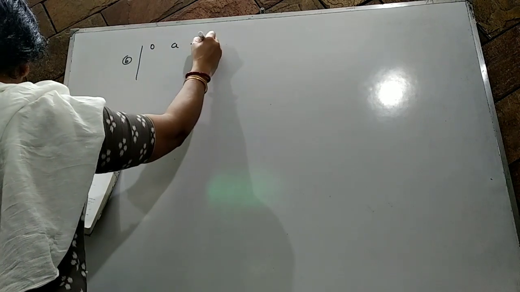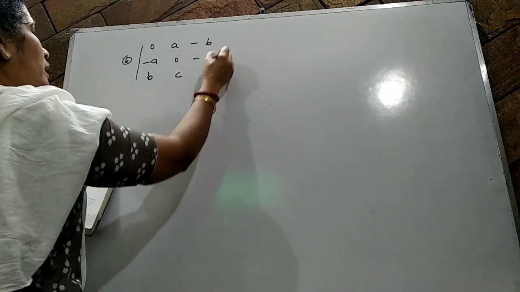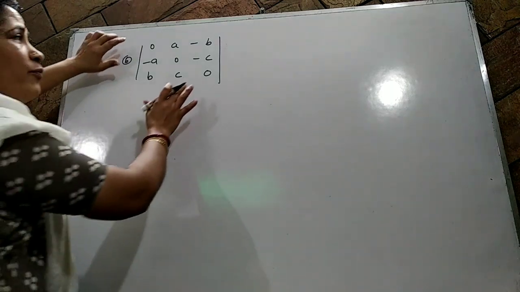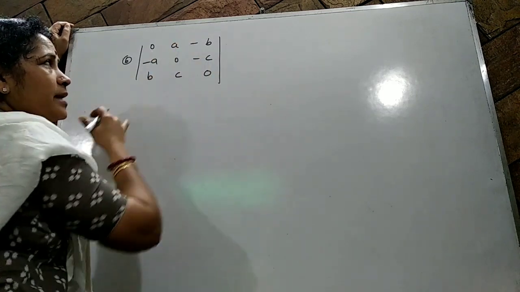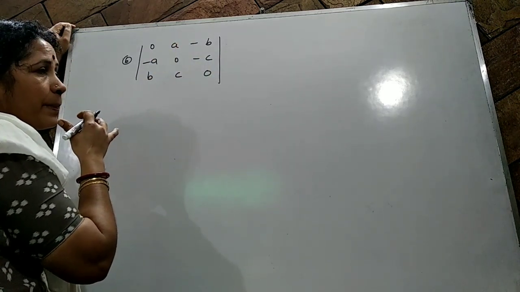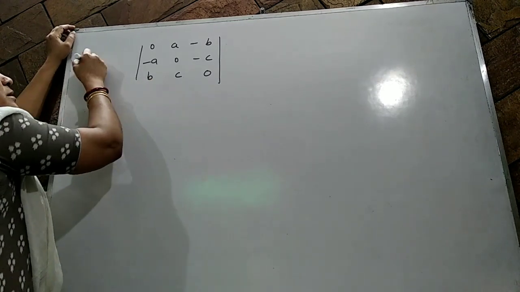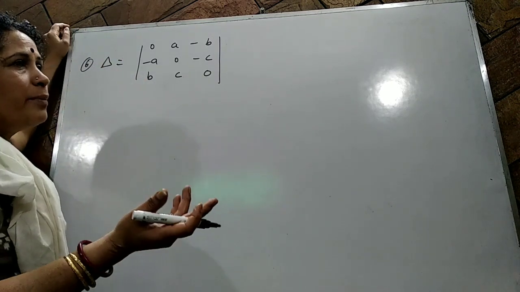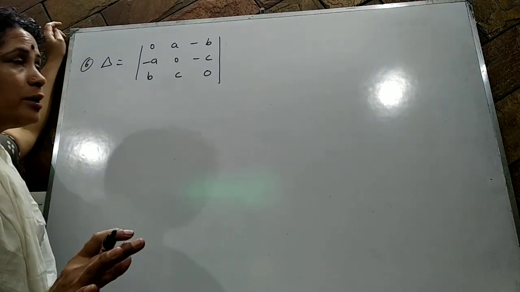What they have given here is 0, A, minus B, and then minus A, 0, minus C, then B, C, 0, equal to 0. Can you say this is which type of matrix? This is a determinant symbol. I'm asking which type of matrix is inside? Yes, exactly. It is a skew symmetric matrix. But in this question number 6, I am taking this as delta. Determinant is always denoted by delta. I cannot bring identical or proportional rows or columns here.